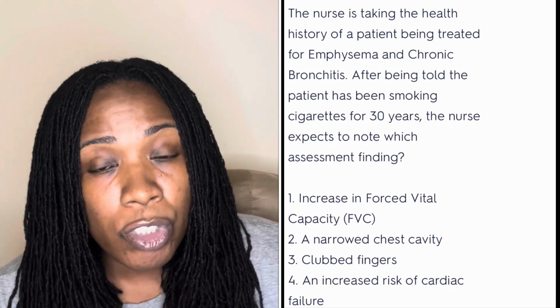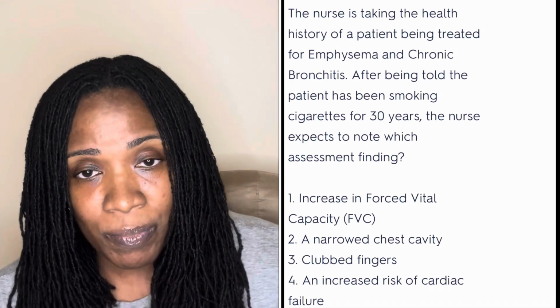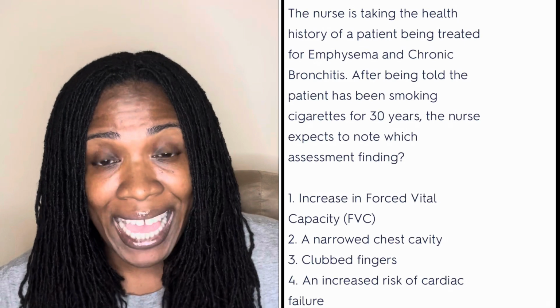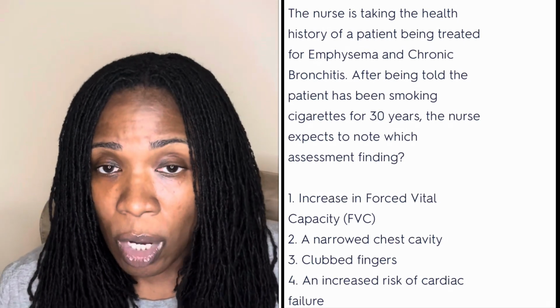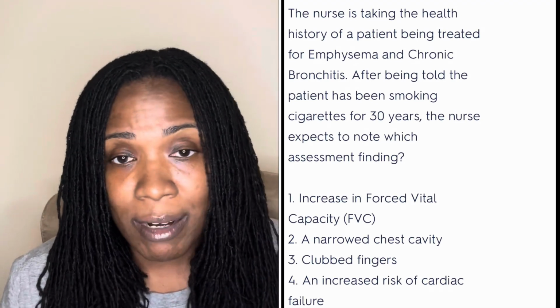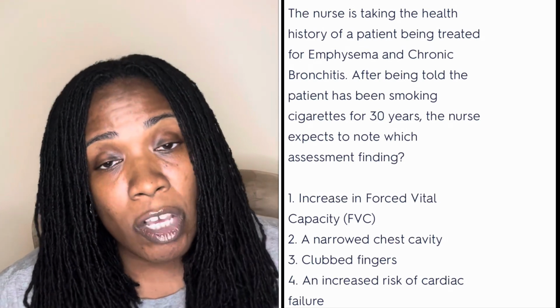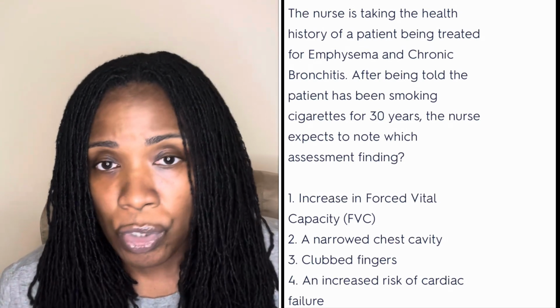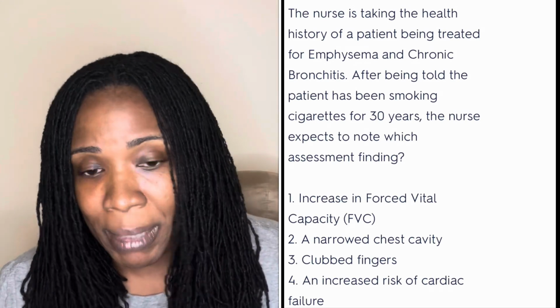We should also know that the patient is not going to have a narrow chest cavity. This patient is going to have a flattened diaphragm, and this patient is going to have a barrel chest. We should know that with COPD patients, they're going to have a barrel chest. So they're not going to have a narrow chest cavity. So those two should be executed. They should be removed as answer choices that do not make sense.